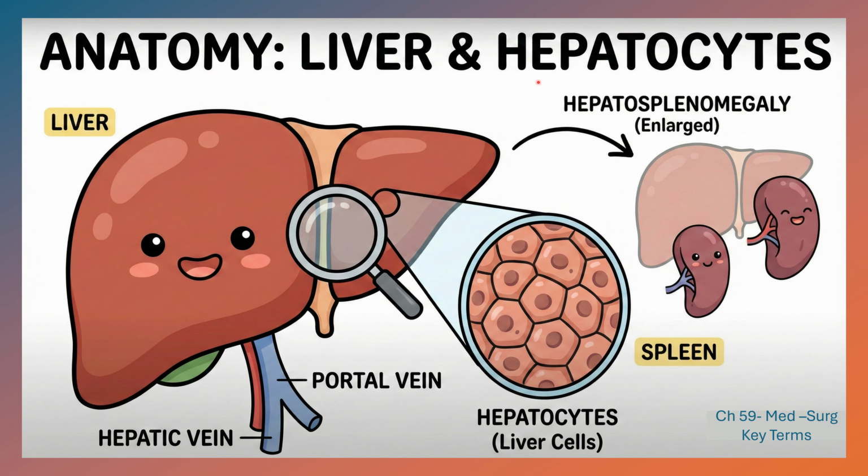Anatomy, liver and hepatocytes. So the keyword is hepatocytes. It's included in the anatomy of this chapter. It's like a body part. Hepatocytes are the main liver cells, responsible for metabolism, detoxification, and bile production.